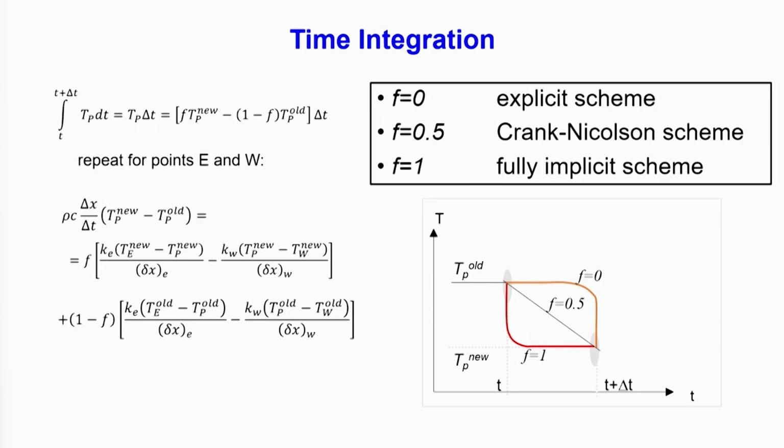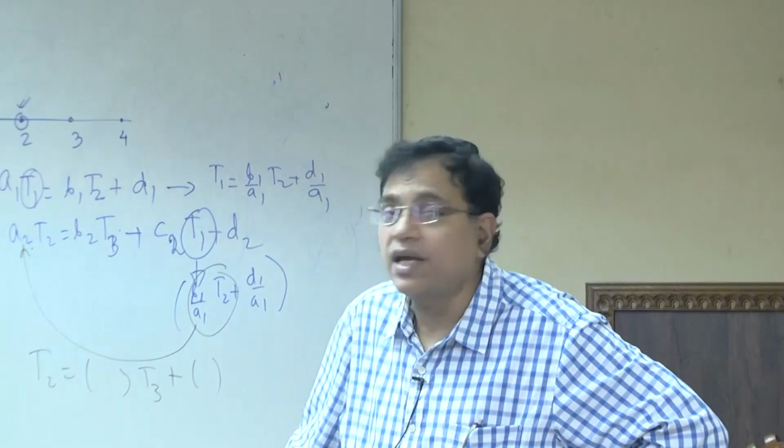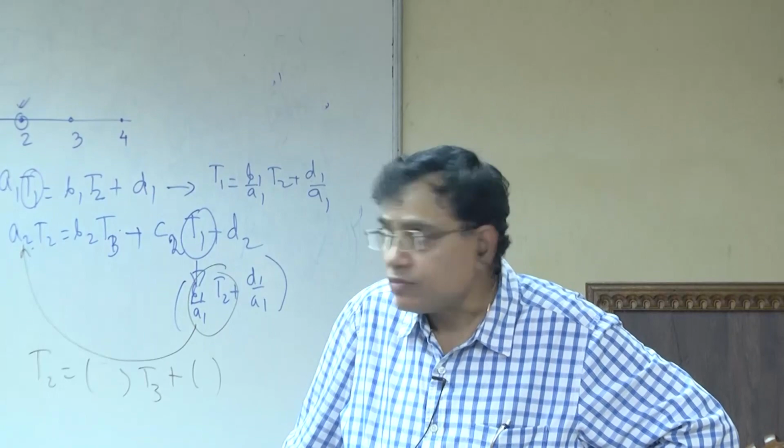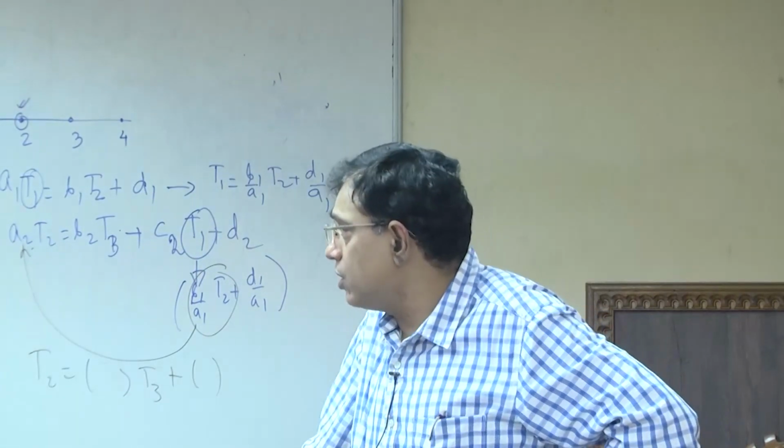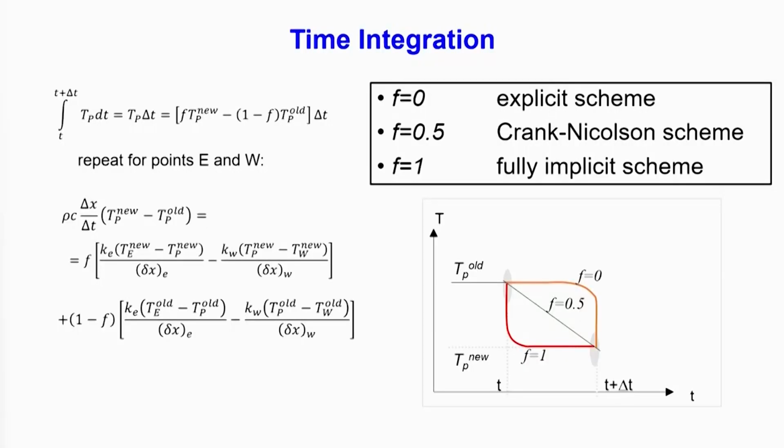In between, if you take for example f equal to half, you can say that I will play my safe card, I will not take either of these, but maybe half of this and half of that and take a linear variation. This is called the Crank-Nicolson scheme. So, depending on the value of f, you can switch this algebraic expression to explicit, implicit and Crank-Nicolson.